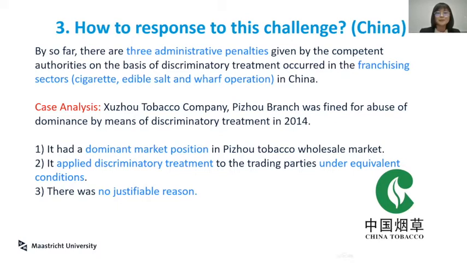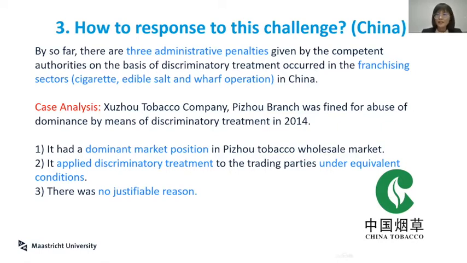But Xuzhou Tobacco treated branches of Jinying Company more favorably with regard to the frequency to order the cigarettes and the quantity of the most popular cigarette distributed through the online ordering system. Thirdly, there was no justification.